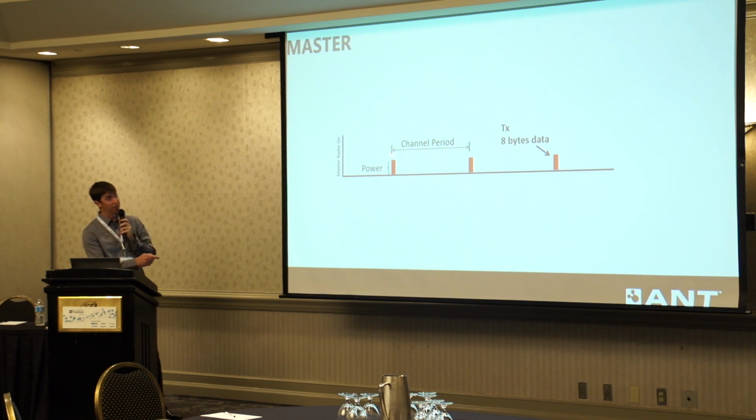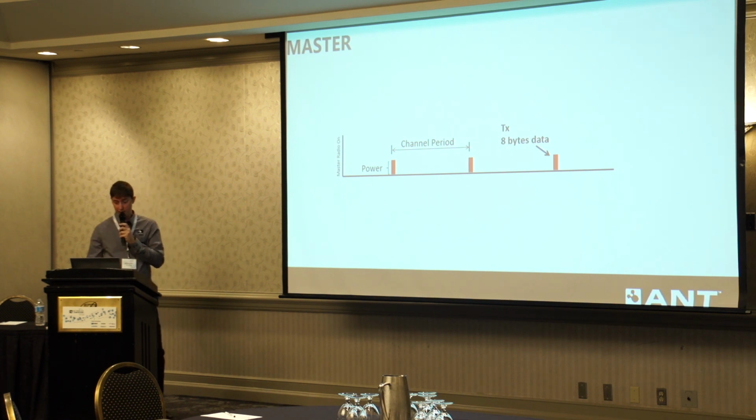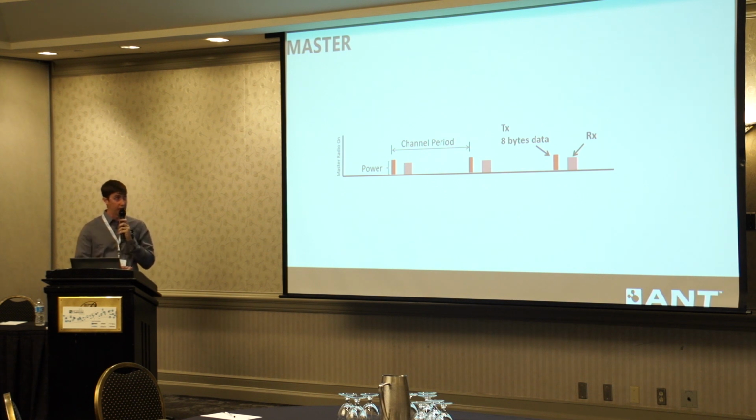And the master channel can configure the power output from +4 dBm to -20 dBm. In addition to transmitting, the master channel is going to open a receive window. And what that allows for is better coexistence between master channels. We're going to take a look at that on the next slide here. In addition, the master channel will assign a network key, a channel key, and RF frequency.